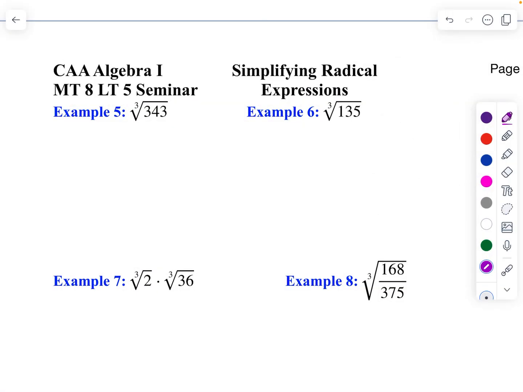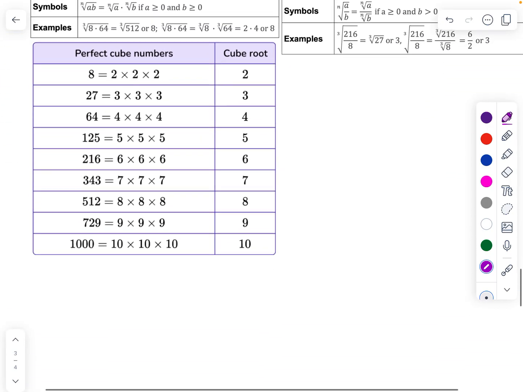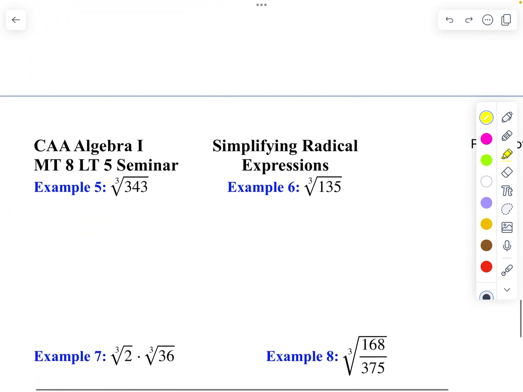On example 5, we're supposed to simplify the cube root of 343. So I look at my table of cubes and notice 343 is one of my numbers, isn't it? The cube root of 343 is 7. So you don't have to do too much on this problem. It's 7.